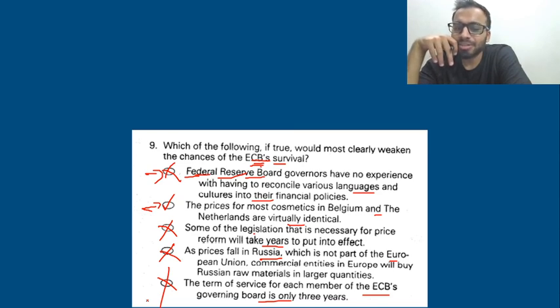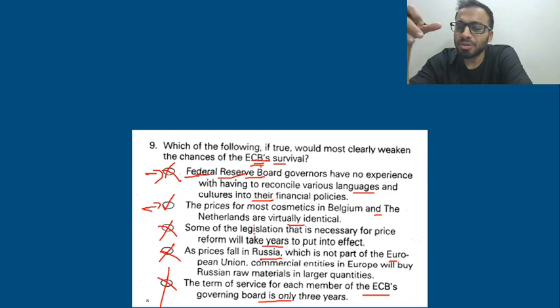The prices for most cosmetics in Belgium and the Netherlands are virtually identical. The prices are identical, but the purchasing power is not identical, right? The prices are identical, but the purchasing power is not identical.